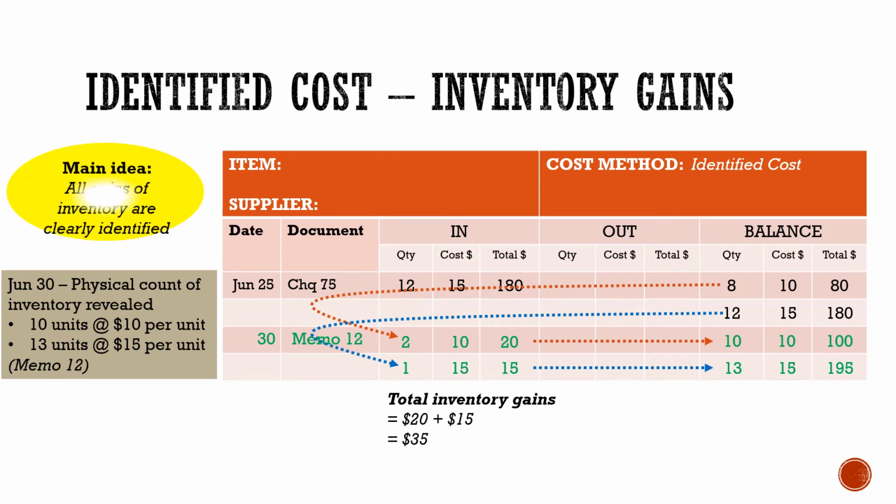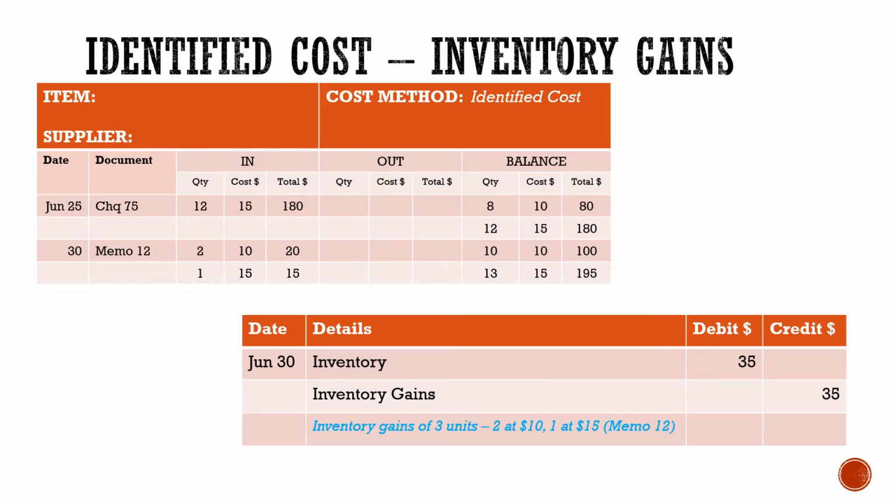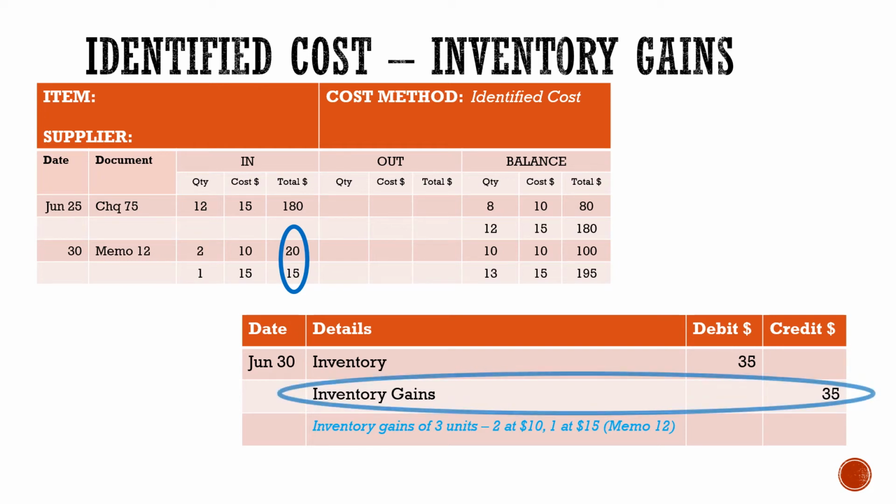So the main thing that we need to remember here is that when we are using identified cost method, all gains of inventory are clearly identified. Here we have an inventory gain of $35 as shown in the inventory card. We record this in the general journals by crediting $35 to the inventory gains account. As inventory gains is a revenue to the business, this is why we credit the inventory gains account.